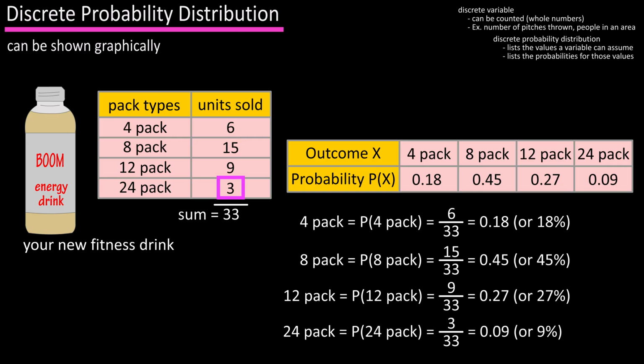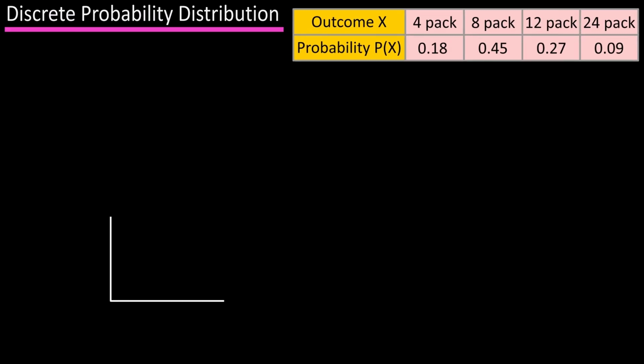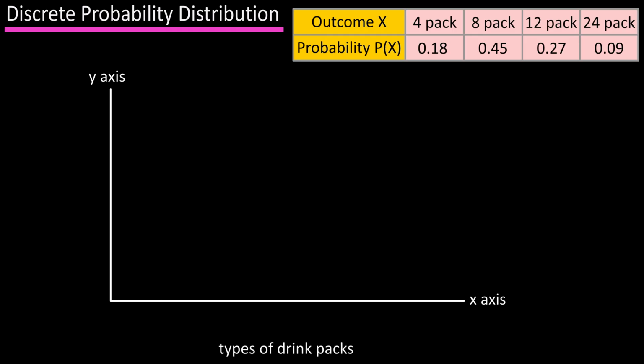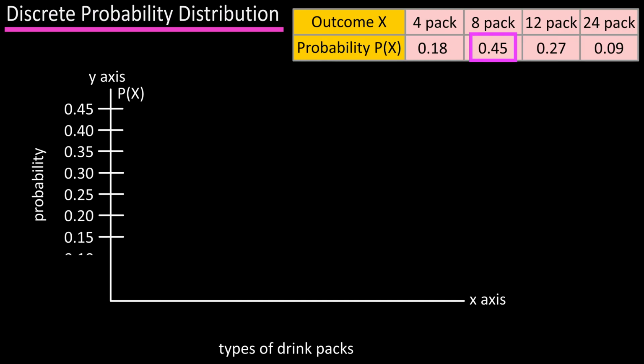Now that our probability distribution is complete, we can graph the data, starting with drawing an x and y axis. We can label the x-axis as types of drink packs, and the y-axis is going to represent the probability, p of x. Next, we're going to mark the y-axis. And from our probability distribution table, we find the highest probability, which is 0.45 here. So I'm going to mark that near the top of the y-axis here. And then I'm going to go down the y-axis, marking increments of 0.05, making sure the marks are equidistant from one another, like this. Next, we're going to mark the x-axis with 4 marks, again, equidistant from one another, and label the marks 4, 8, 12, and 24 for the types of packs.